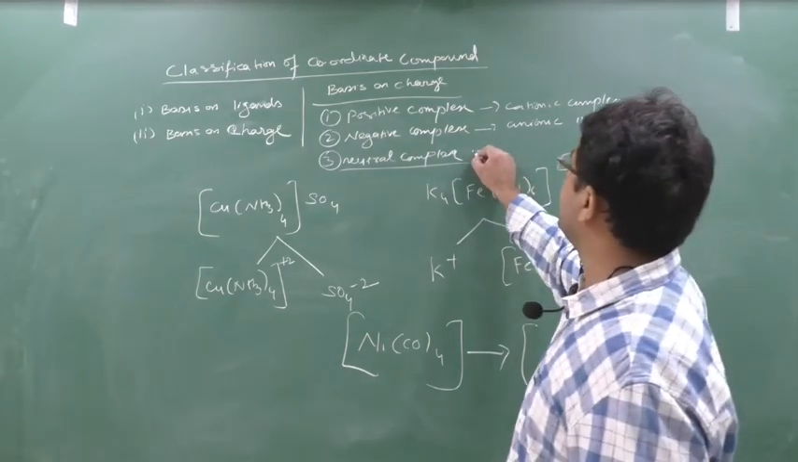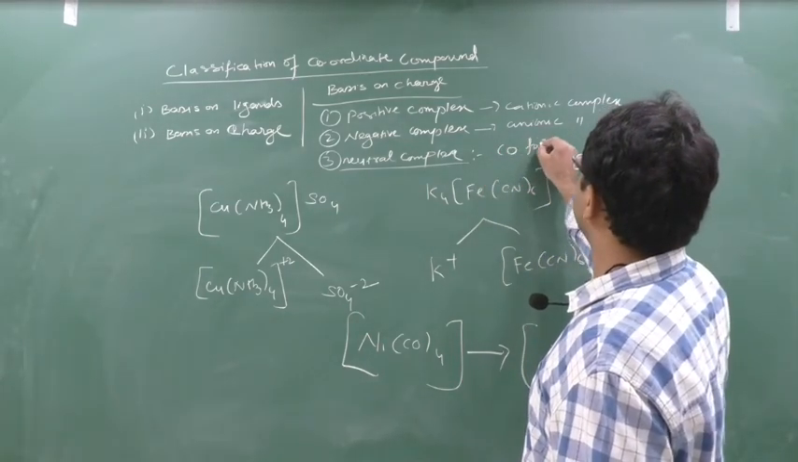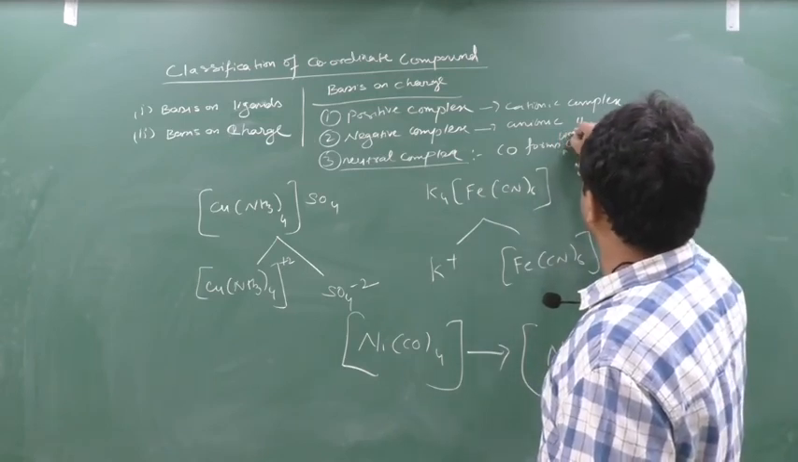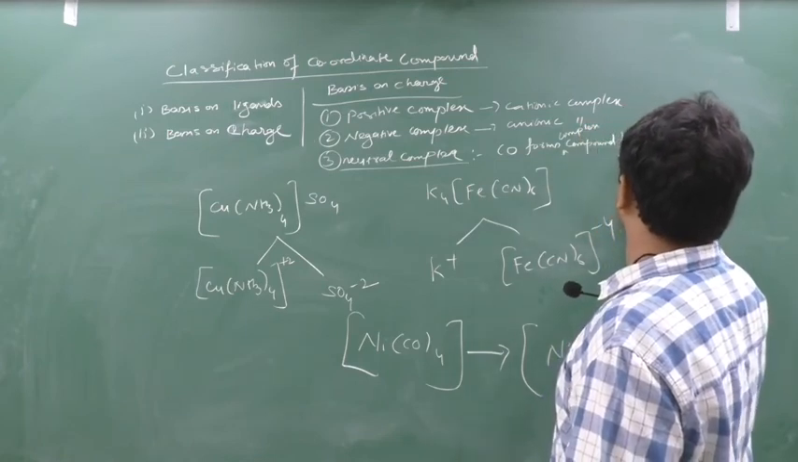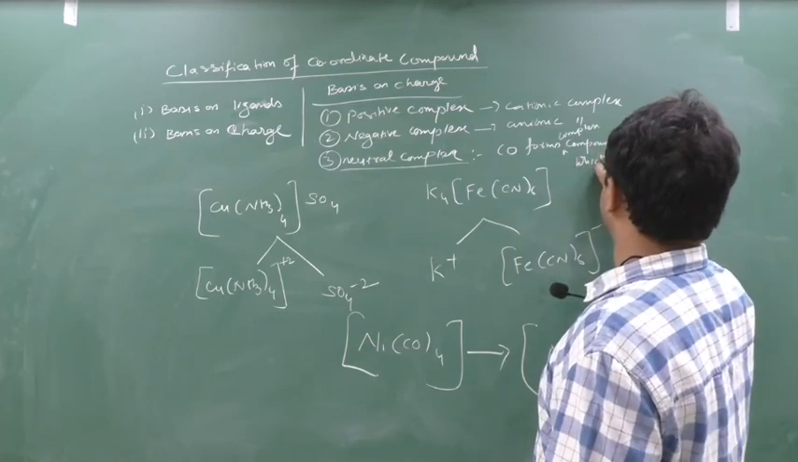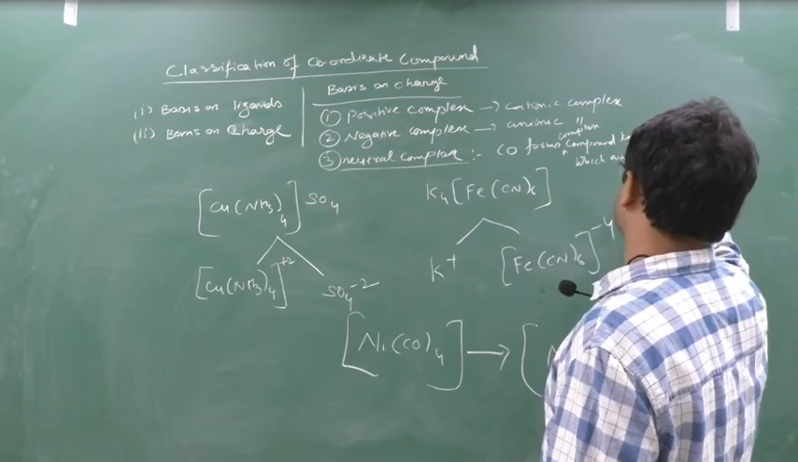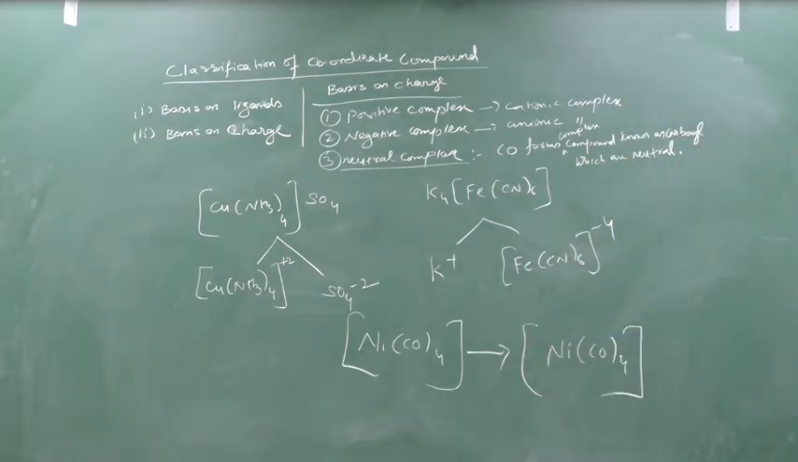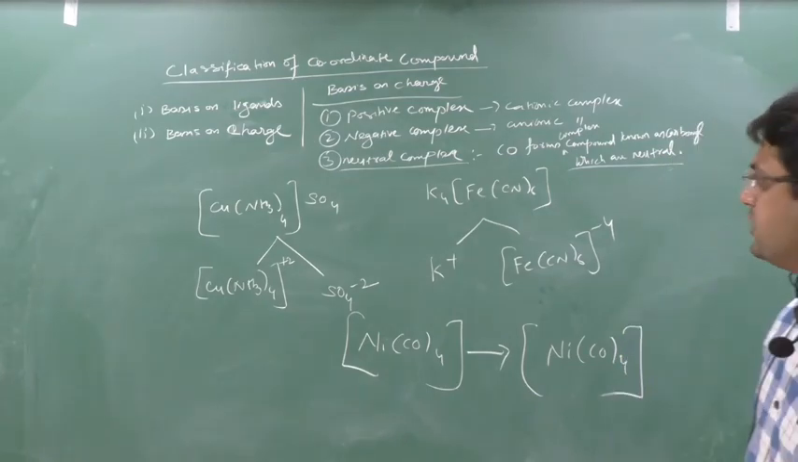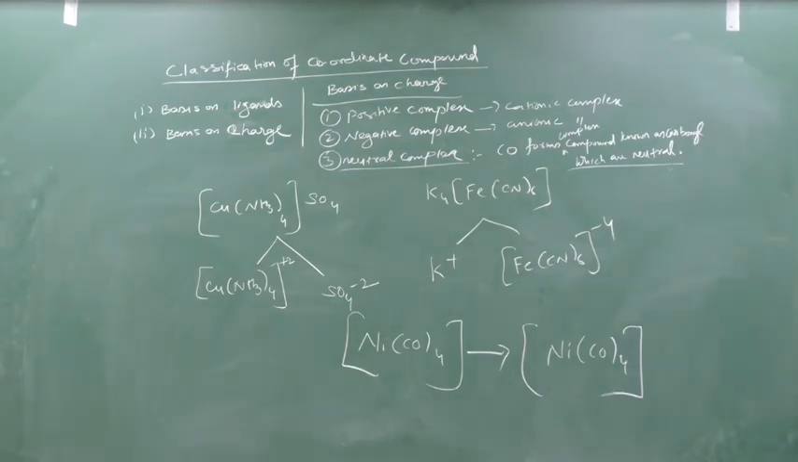Usually remember one thing, that carbon monoxide forms complex compounds known as carbonyls, which are neutral. There are certain exceptions, but 95% of compounds formed by carbonyls are neutral compounds. And carbonyl compounds are compounds of carbon monoxide usually. So carbon monoxide forms compounds known as carbonyl compounds, which are neutral. Clear? So when you dissolve in water, you will see no charge on it.